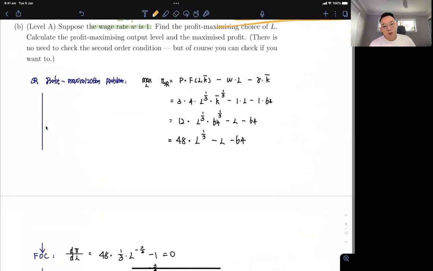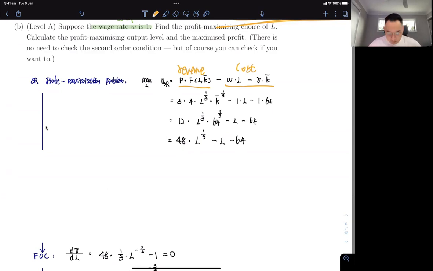I'm trying to maximize pi, the profit in the short run, which equals P times F(L,K), which is just revenue. Why? Quantity times price, where quantity is denoted by the output. It's revenue minus the cost, which gives the profit. How do we calculate the cost? W times L is our variable cost, and R times K bar is our fixed cost.